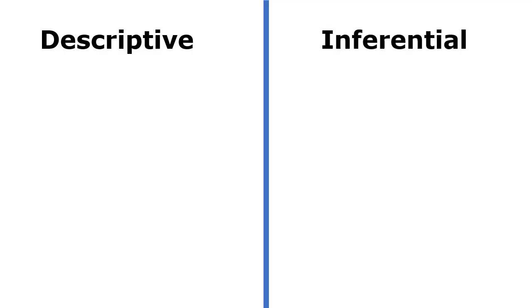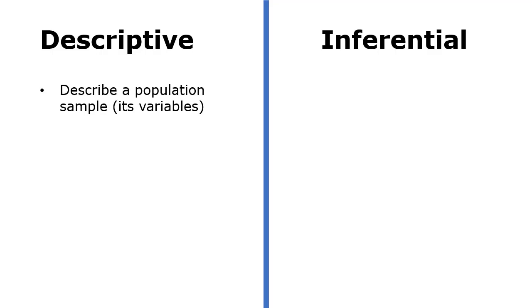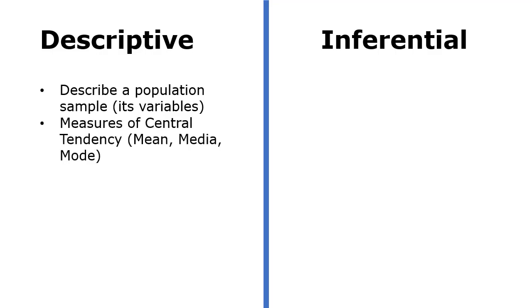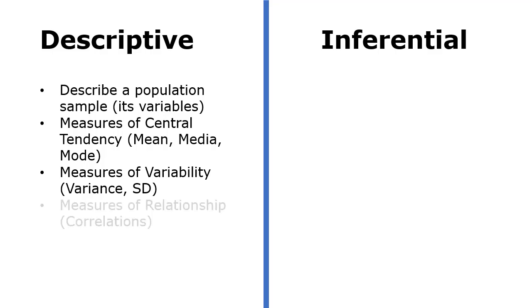Differences between descriptive and inferential. Descriptive statistics describe a population or sample, that is, its variables. They include measures of central tendency: mean, median, and mode, and measures of variability: variance and standard deviation. They also include measures of relationships, correlations.